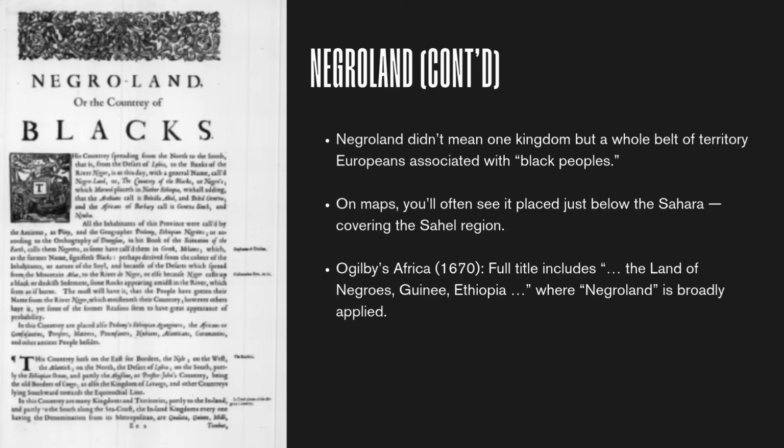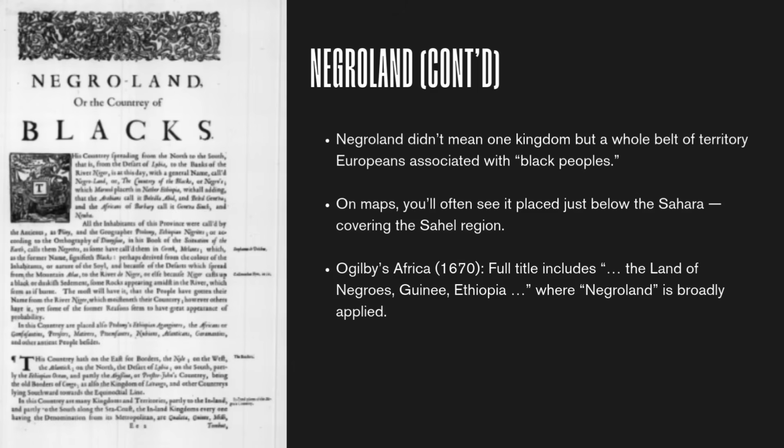See? Now, Negroland didn't mean one kingdom, but a whole belt of territory Europeans associated with the quote unquote Black peoples. On maps, you'll often see it placed just below the Sahara, covering the Sahel region. Now, when Ogilby wrote Africa, the book, because there was another book, I'm also going to include the link of that book as well, which may be over 900 pages. In Ogilby's Africa, the full title includes the land of Negroes, Guinea, Ethiopia, where Negroland is broadly applied.